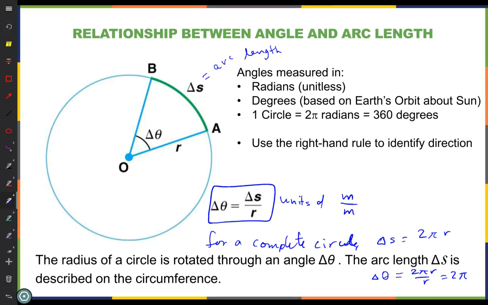Why? Because 360 is evenly divisible by 1, 2, 3, 4, 5, 6. You have to skip 7. 8, 9, 10. You have to skip 11. And 12. So all but 2 numbers between 1 and 12 will divide 360. And they thought that must make it a powerful number, much better than 365.24. And so that's why you have 360 degrees in a circle. So you need to be able to convert between those 2 units, radians and degrees.